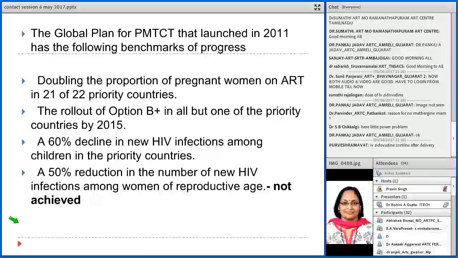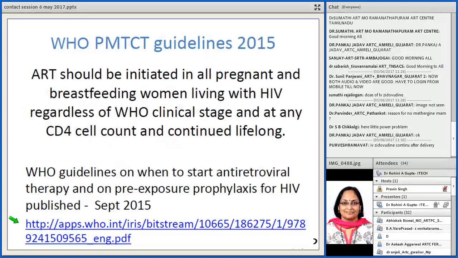A 60% decline in new HIV infections among children in the priority countries. One country has not been able to achieve this. And a 50% reduction in the number of new HIV infections among women of reproductive age has not been achieved by all the 22 priority countries. So some of these have been achieved, and the benchmark which has not been achieved is the 50% reduction in the number of new HIV infections among women of reproductive age.